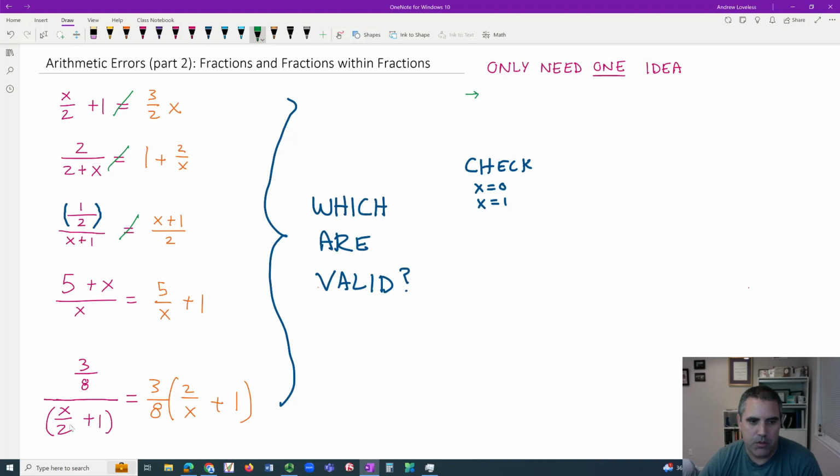This is another example of a student just remembering some rule about flipping. And this is what I'm worried about. This is what I've seen. And students think they're right because they're just like, well, I flipped it. And I was told something about flipping.